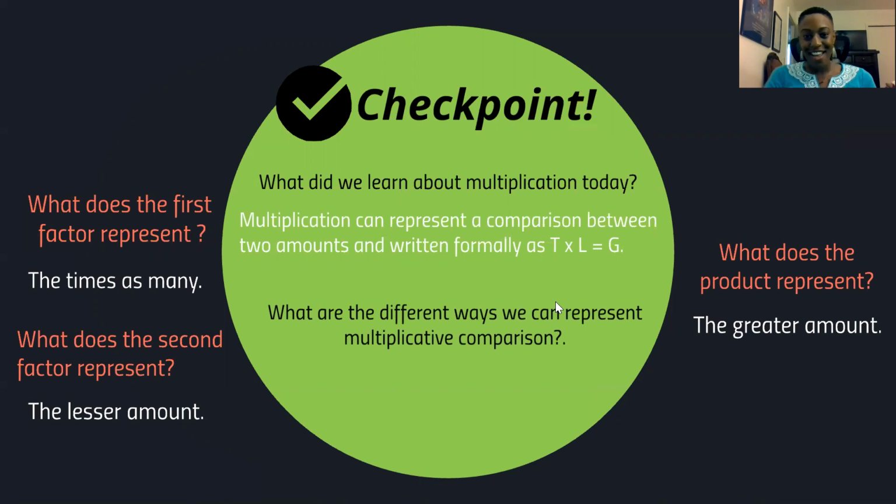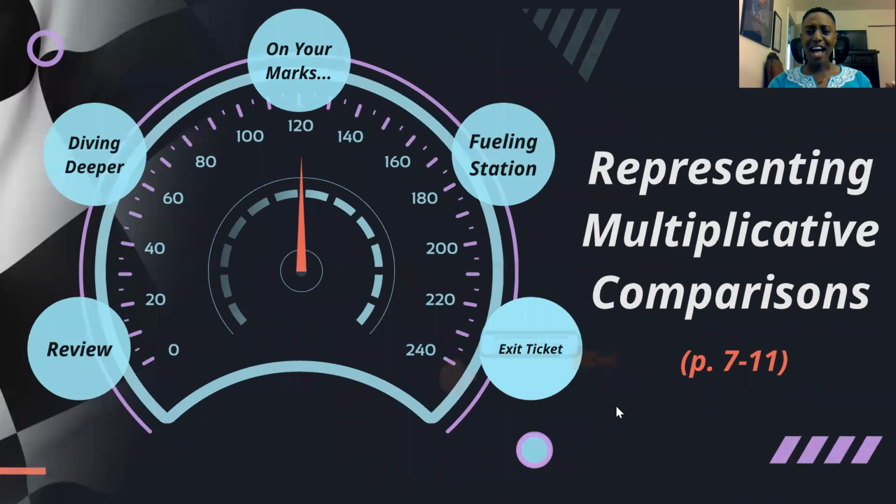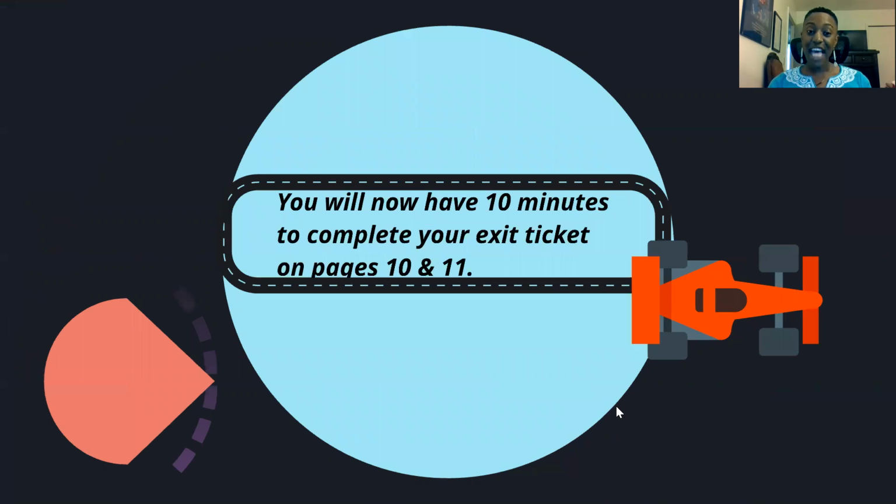Bonus question. What are the different ways we can represent multiplicative comparison? You practiced all of them today. Yes, really great job. We can use equations, verbal statements, and diagrams. Wow, you're shining bright. So now let's head over to our exit ticket. You will now have 10 minutes to use all of what you've learned representing multiplicative comparison in 3 different forms, and also thinking about the differences between multiplicative comparison and additive comparison to complete your exit ticket on pages 10 and 11. All right, I cannot wait to see how much you've rocked it out and check that work.